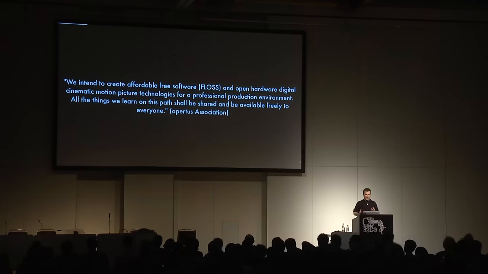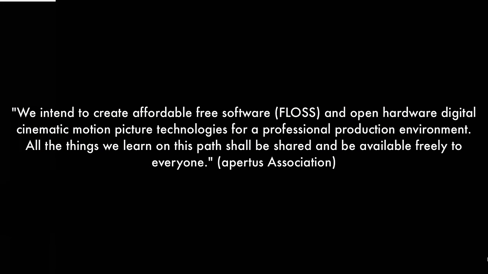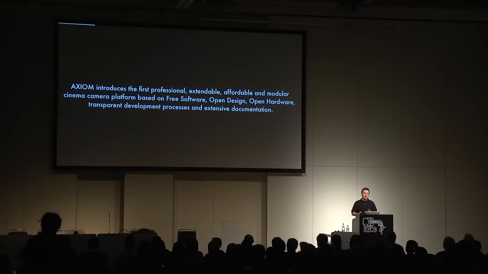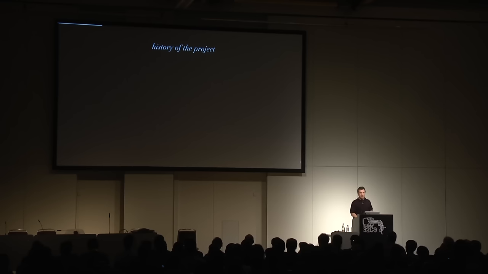Here I put a quote of the Apertus Association to explain a little bit the idea behind the project. The idea is to create a completely free software based cinema camera, but not only cinema cameras, also any tools you might need in the process of developing or producing a movie or moving image production. So this AXIOM project introduces this first professional, extendable and affordable camera. Also, the idea of this project is to make it modular, so ideally at a later stage you don't have to throw away your camera, but you can rebuild it. It's a kind of maintainable, repairable device that you can also ideally develop your own modules for, use it in various other ways that were not originally intended, or develop your own scientific applications for it, you name it.